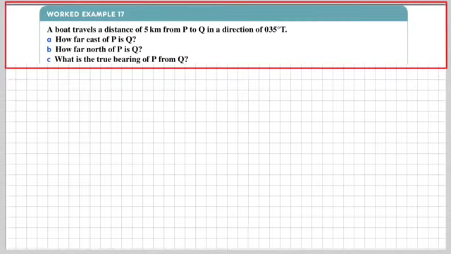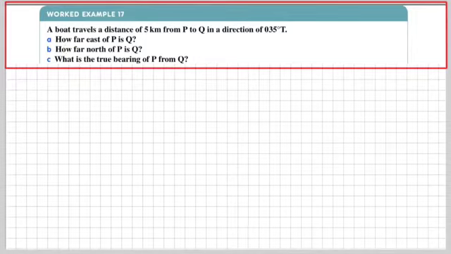Let's do some examples now. We've got a boat travelling a distance of 5 kilometres from P to Q in a direction of 035 degrees true. How far east of P is Q, how far north of P is Q, and what is the true bearing of P from Q? That word "from" is very important. It means from Q as our ground zero, our reference point. That's the one we always draw our perpendicular compass reference lines through, the "from", when we're working out bearings. But let's not get too ahead of ourselves.